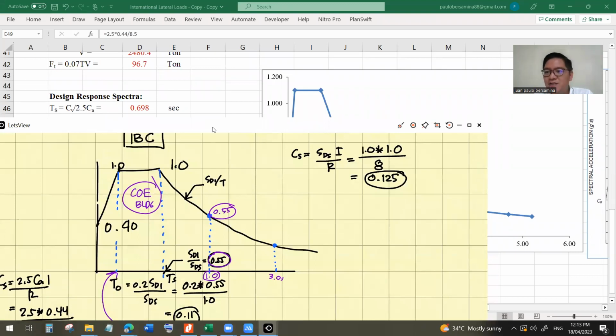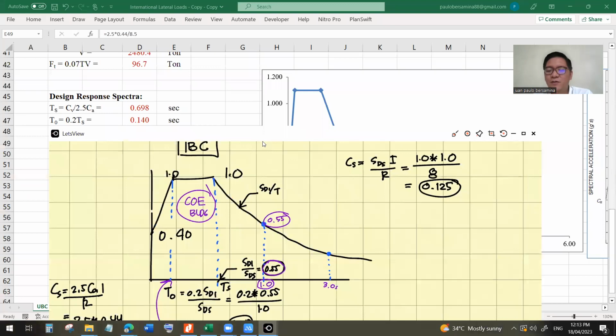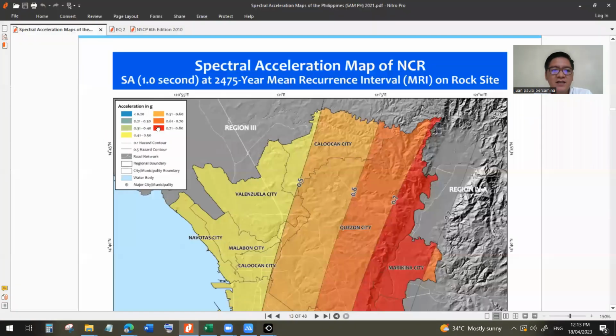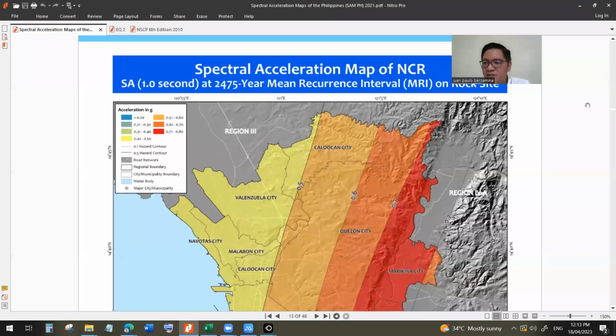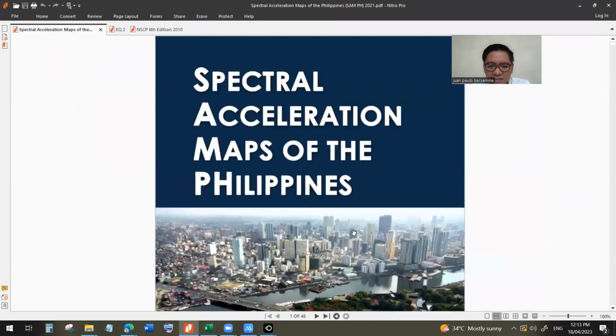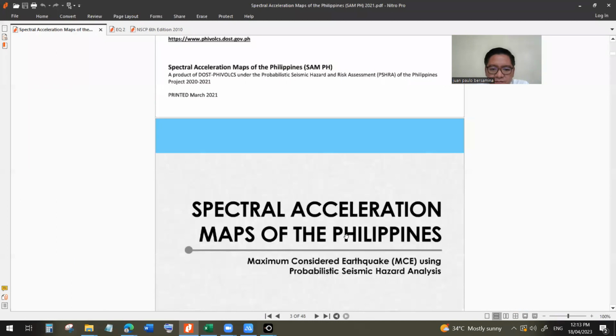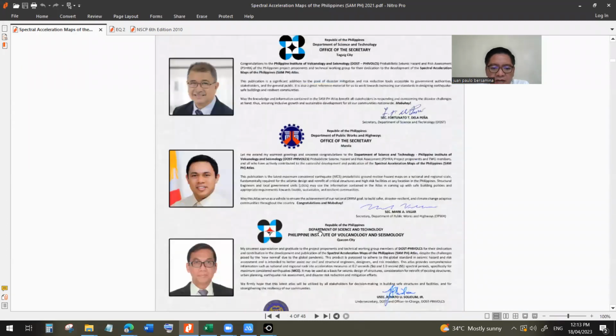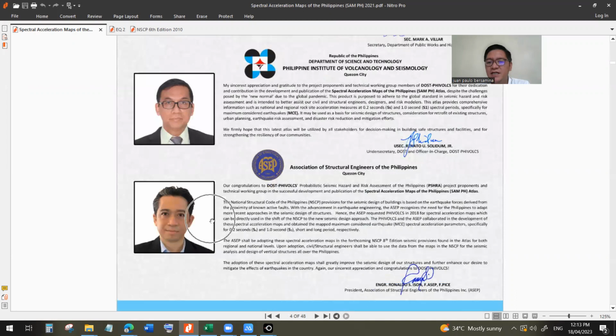So, yan yung gagawin nyo sa plates nyo. Instead of just using UBC, ang gagamitin nyo naman to compute the base shear is also this IBC using the spectral acceleration map of the Philippines, published by DOST Volts in collaboration with ASCE. May ASCE yan. Ito yung current ASCE president, si Engineer Ison.